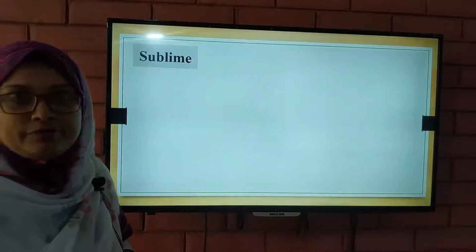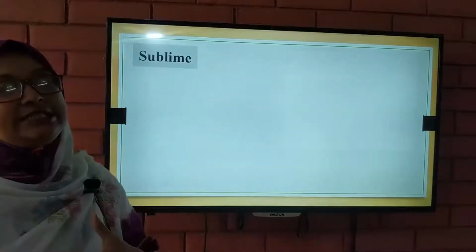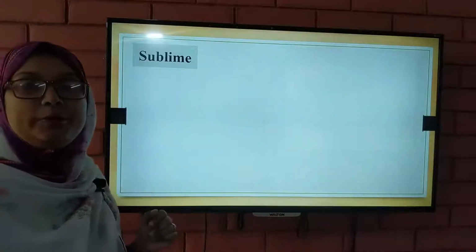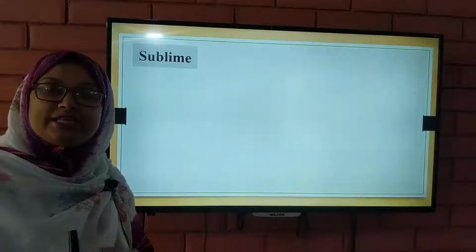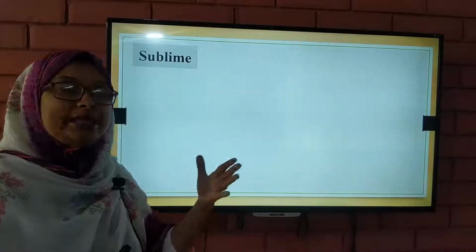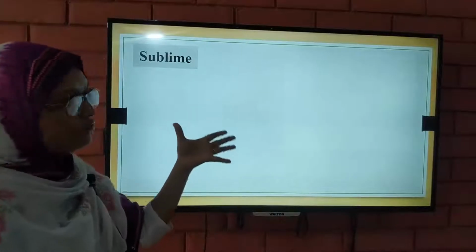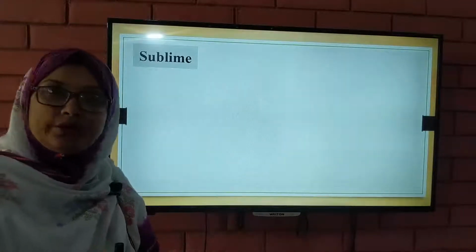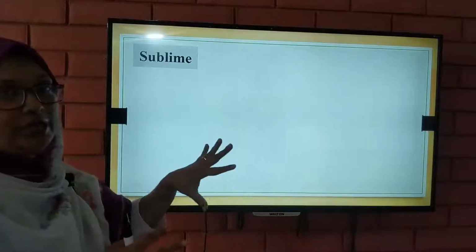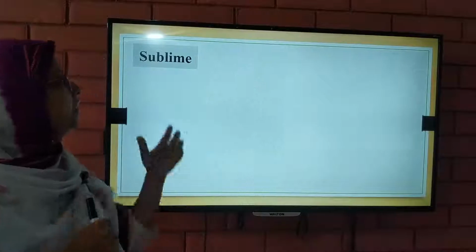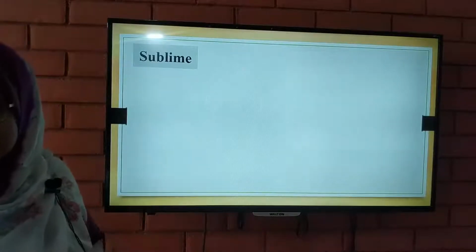Now, before going to the text, I want to give some word meanings so that you can read the text very easily. As I have already told you, I have compiled all the vocabulary from the first 3 paras. So we will conduct everything around these 3 paras. Our first word is sublime.